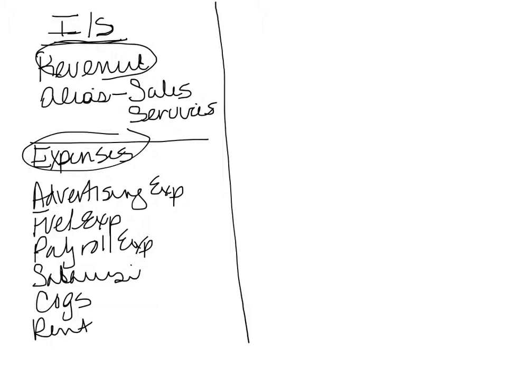Any of those that are given to you in a problem, like you will see as we move forward in a moment, will go on the income statement. So that is what goes on the income statement, revenue and expenses.